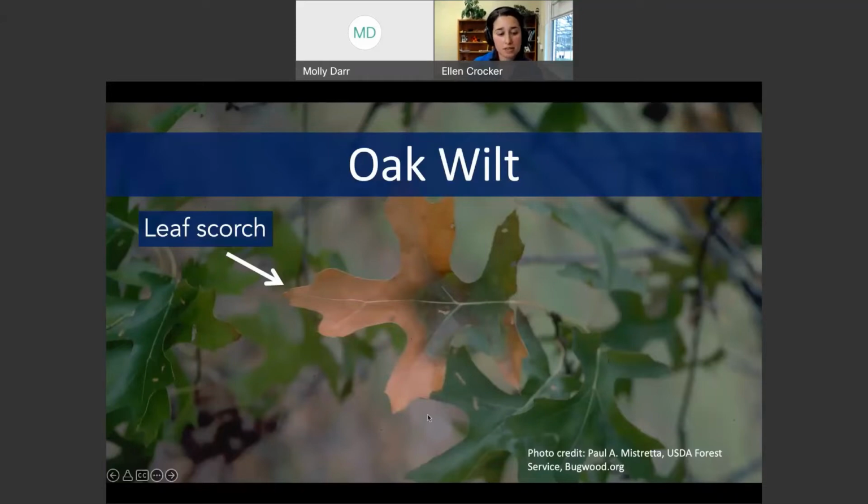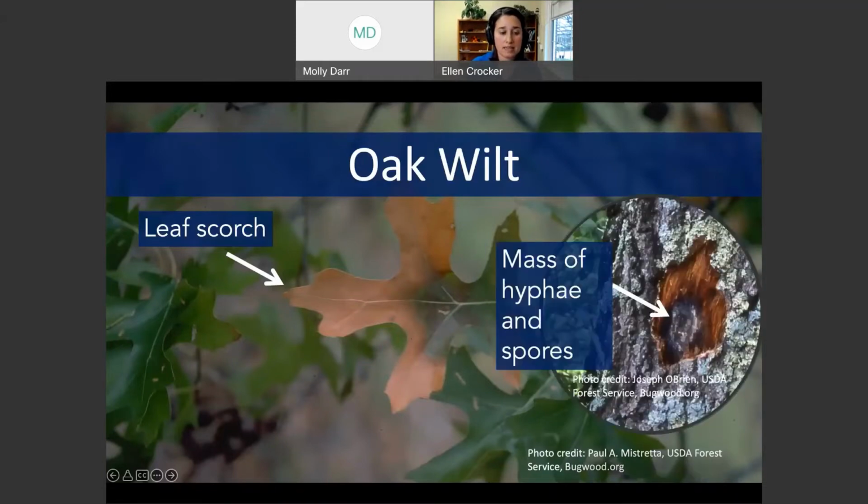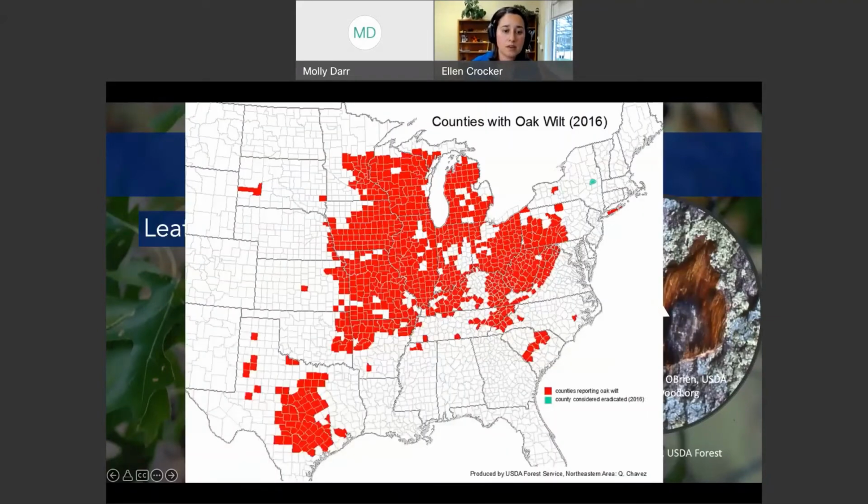But I would also say that, oh yeah, and here's a photo of those hyphal masses and spores that those beetles might be attracted to, might roll around in, and then spread to a new tree. But I will say that when it comes to oak wilt, I care about oak wilt, and I'm obviously concerned about oak wilt because where I am in Kentucky, oaks are incredibly important.